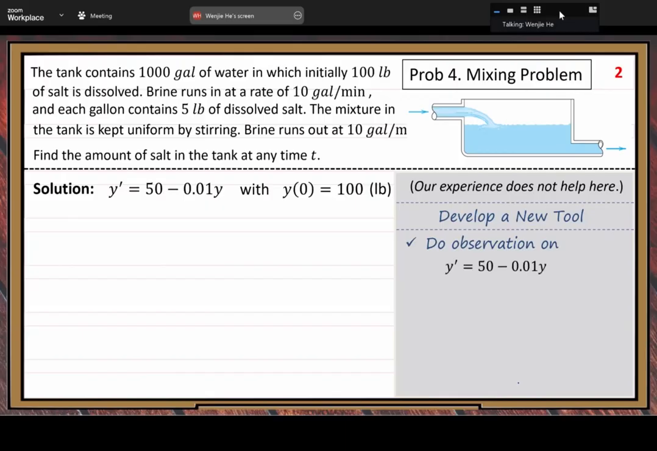Look at this equation. You only see y: y prime on the left-hand side, and on the right-hand side another expression of y. But y is a function of t. That variable t is hidden. You do not see t in this equation. It is hidden.